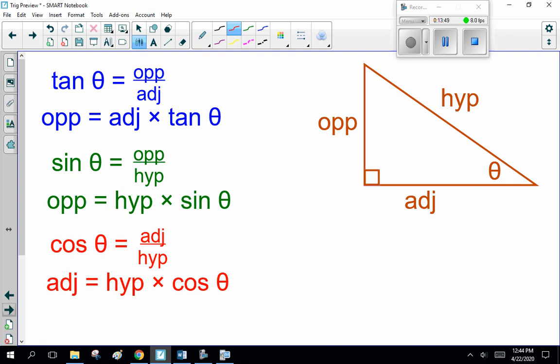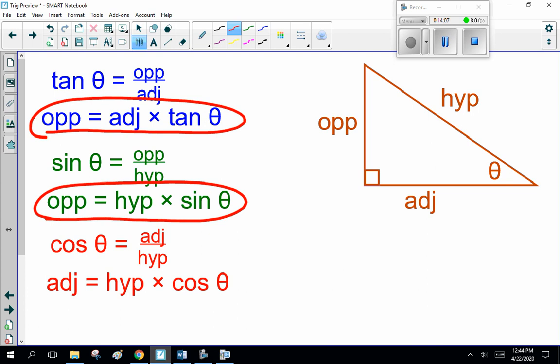Anyway, what you guys have to know, tan of theta is opposite over adjacent. Now, I like writing it like this: opposite equals adjacent times tan theta. I find it conceptually easier. Sine of theta equals opposite over hypotenuse. I like writing it as opposite equals hypotenuse times sine of theta. And cos of theta is adjacent over hypotenuse. I like writing it like that because, if you remember this, you remember the horror: do you multiply or divide the numbers?